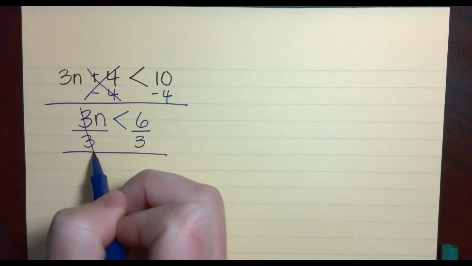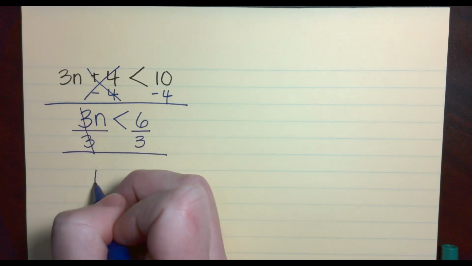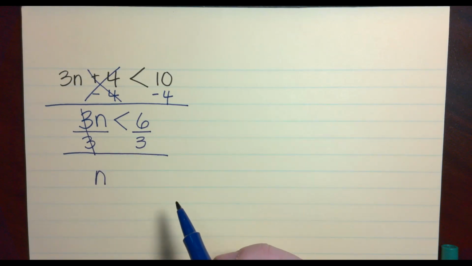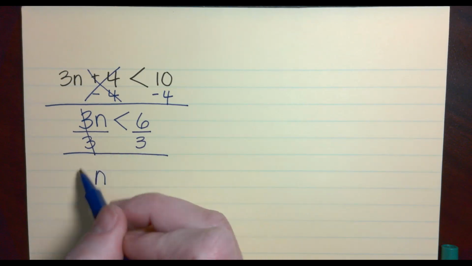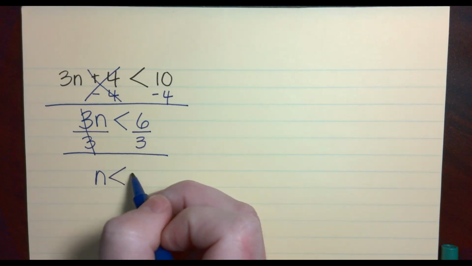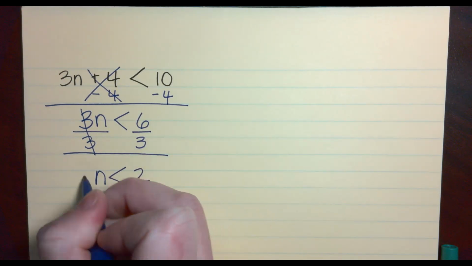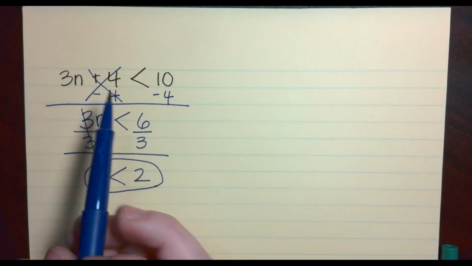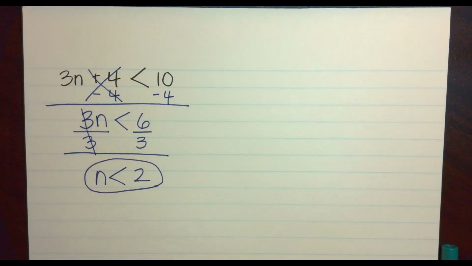Okay, my 3's are canceled. And now I have what as my answer? What am I putting? 2. Read me the whole answer. N is less than 2. Good. So if I put any number for n, it just has to be smaller than 2.